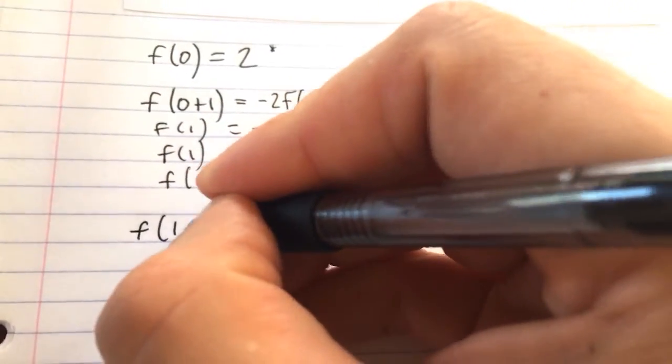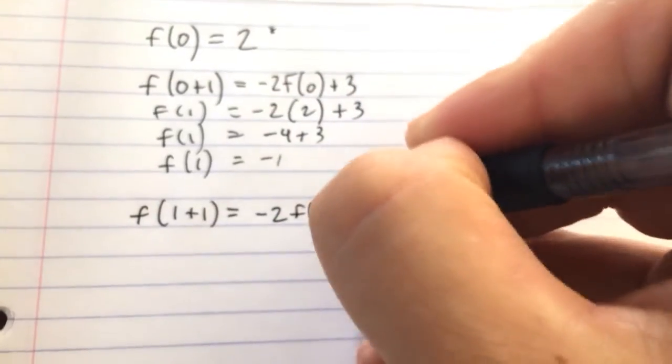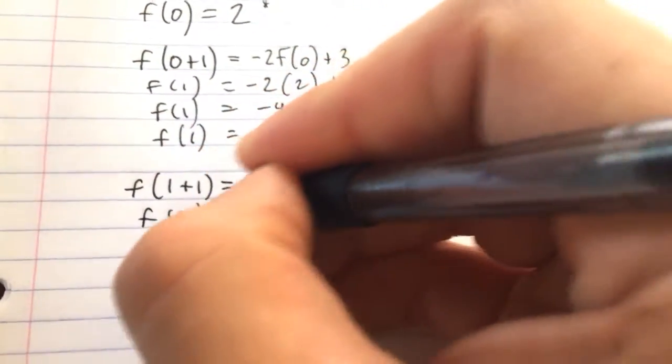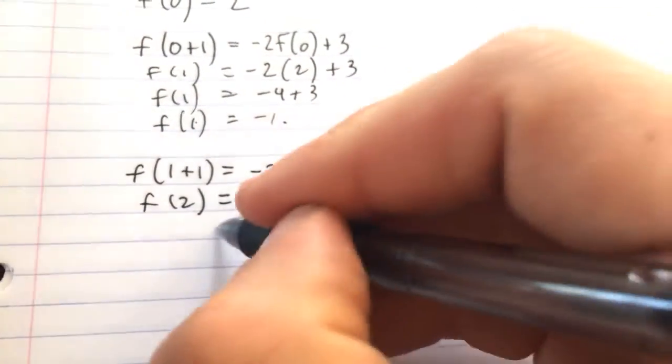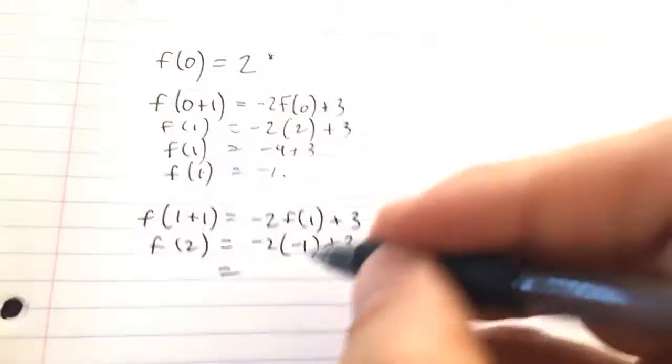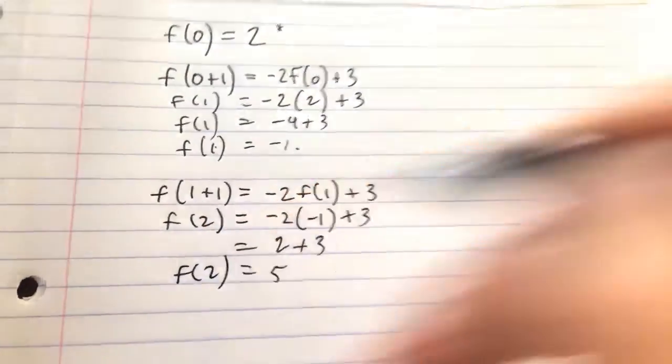Now I plug that 1 into this recursive formula. I get negative 2, f of positive 1 plus 3. I get f of 2, negative 2. We know f of 1 is negative 1, plus 3. Negative 2 times negative 1 plus 3 should be 2 plus 3, or 5. f of 2 equals 5, choice 3.